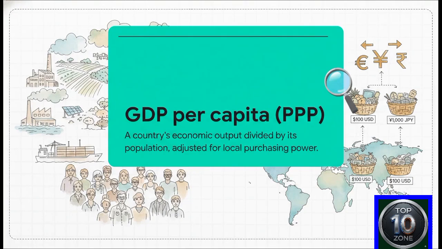Okay, the key metric is called GDP per capita, adjusted for purchasing power parity, or PPP. I know, it sounds super technical, but here's the simple version. First, you take a country's total economic output, that's its GDP, and you just divide it by the population. Simple enough, but the really crucial step is that PPP adjustment. Think of it this way. $1 in New York City doesn't buy you nearly as much as $1 in, say, rural India. So PPP levels the playing field. It shows us what that income is actually worth right there on the ground.